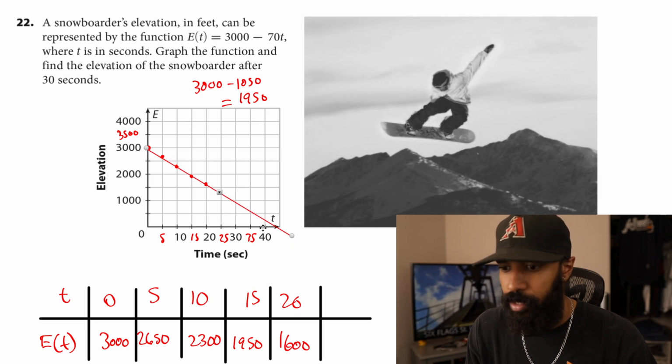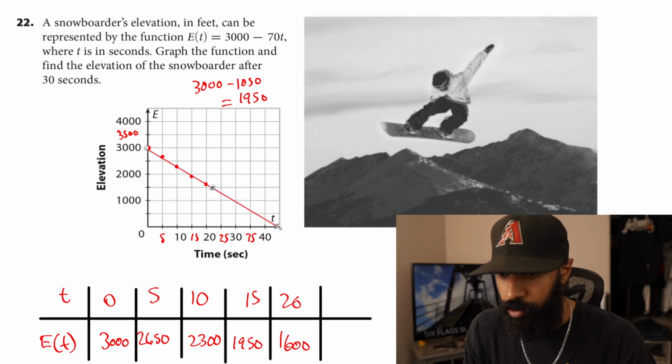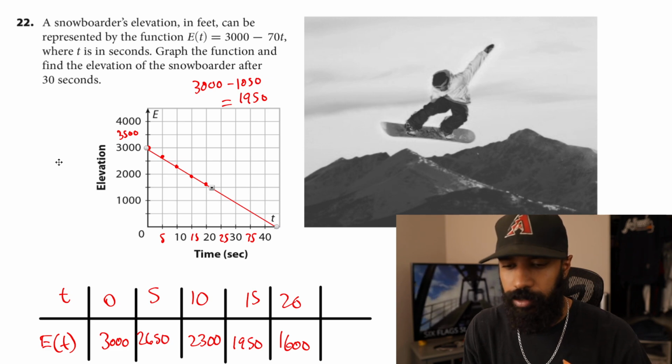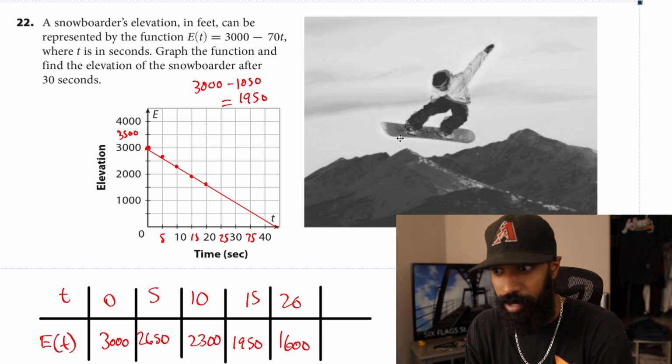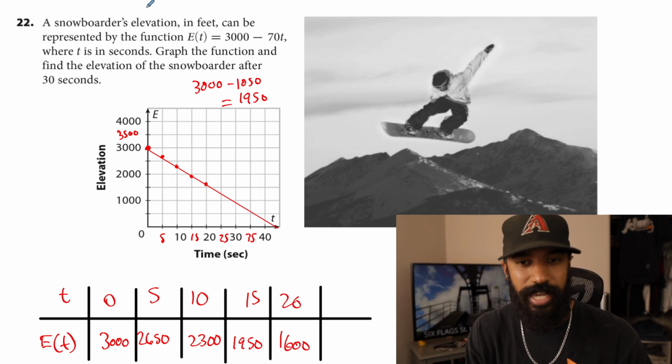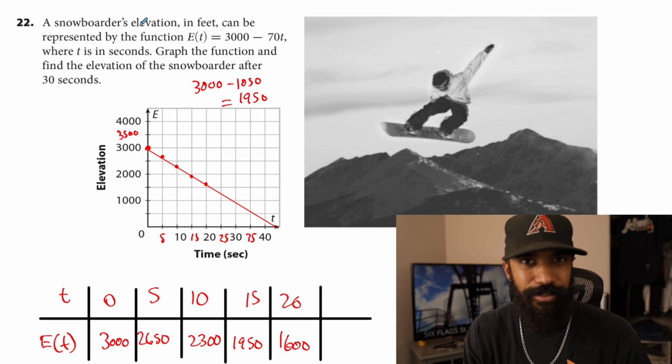I think it's pretty good. The snowboarder is probably not going to crash through the ground, but if the snowboarder continued, you can see it looks like it would probably hit the ground after 45 seconds. Snowboarder's going down very fast, it looks like. Less than a minute's time. It goes from 3,000 to there. It's like it's free falling.